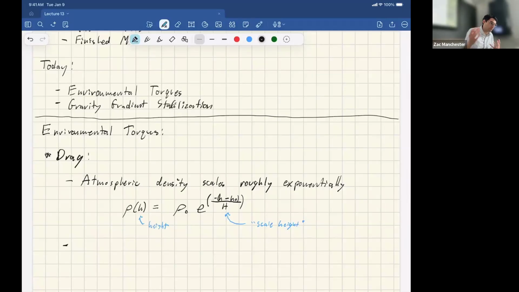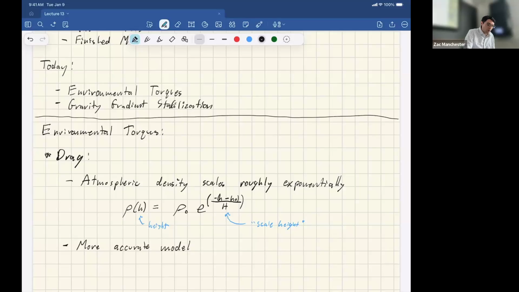You can fit these for use in GNC loops. What we actually do in practice a lot of the time is assume a model like this and then fit the parameters. So we fit the rho naught and the H online to data, like in a Kalman filter or something like that, to get a better estimate. And then you can get more accurate and fancy.